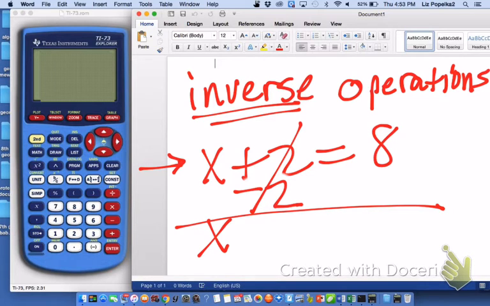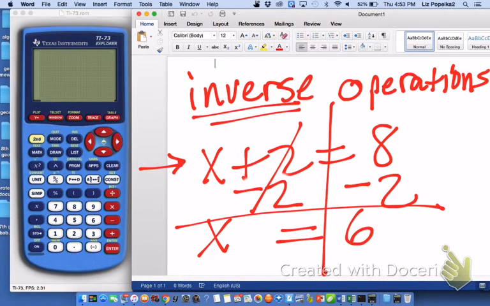However, I also need to remember that if I subtract 2 from one side of my equation, remember there's my dividing line right there at the equal sign, I also have to subtract 2 from the other side of my equal sign. So x is equal to 6. So that's the first thing we need to remember as far as solving equations.